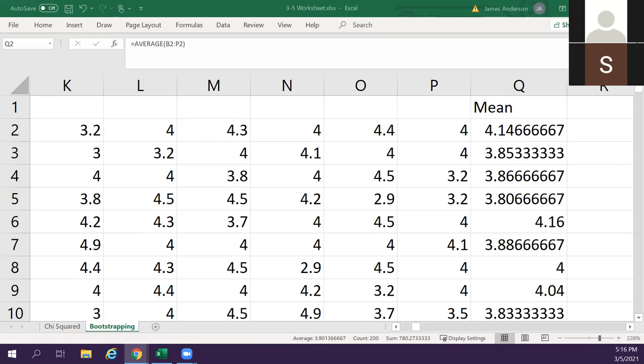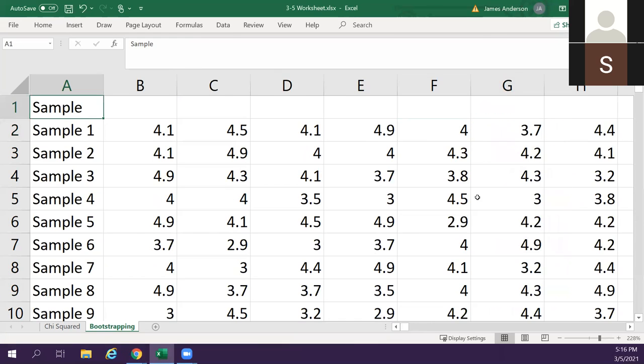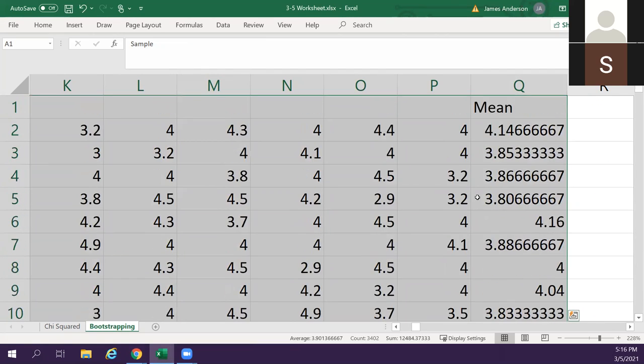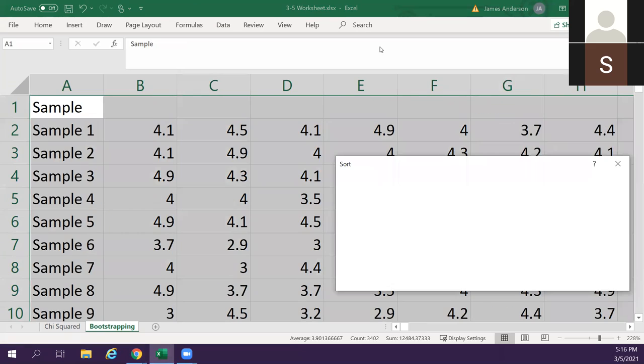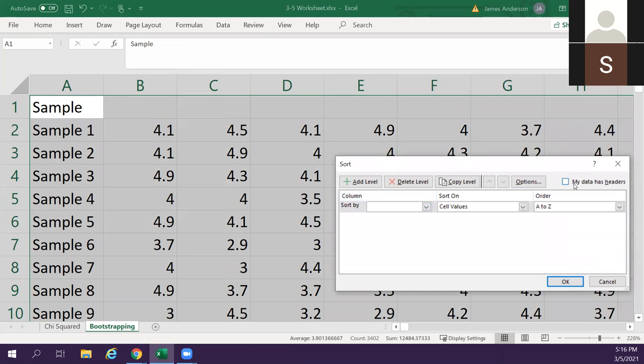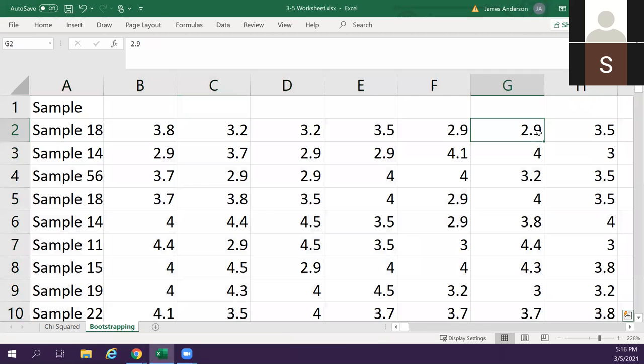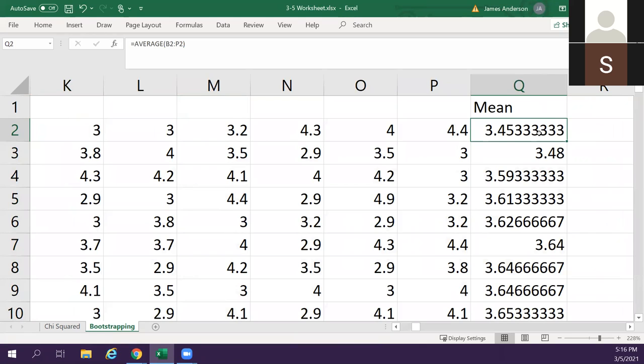So this is going to sound very weird. What you need to do, highlight everything, go to data, and hit sort, and say my column has data headers, and sort by the mean. And I want smallest to largest. What this does is it sorts by smallest number to largest number.